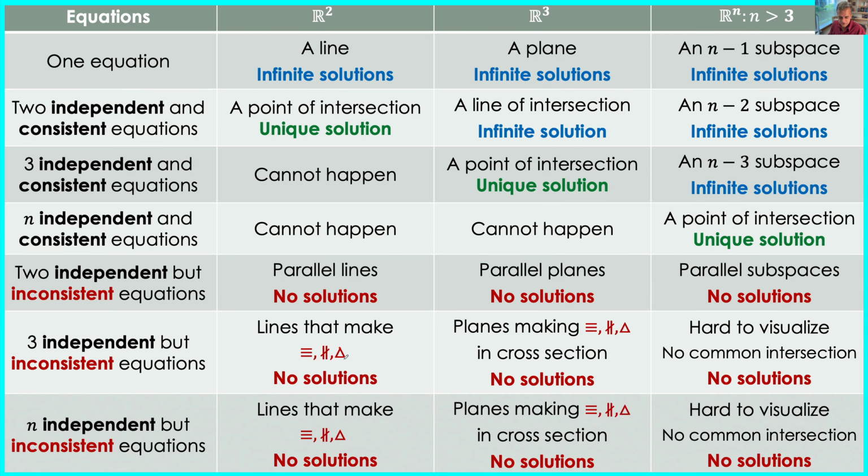In R2, if you have n independent and inconsistent equations, again, it'll be similar to what you had in the case of three independent and inconsistent equations. It's just that you have more of them. R3 also, similar situation. Instead of a triangle, you might have a triangle and an extra plane somewhere, or a plane cutting the triangle, all kinds of permutations. But in Rn, of course, it becomes much, much harder to visualize, but no solutions.